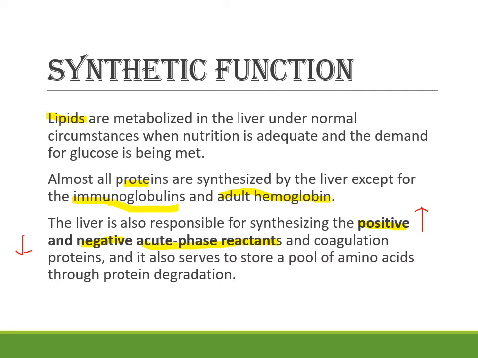One primary example of a positive acute phase reactant is your CRP, or what we call C-reactive protein. And another example of a negative acute phase reactant, which will decrease in times of inflammation or any other malignancy, is your albumin.